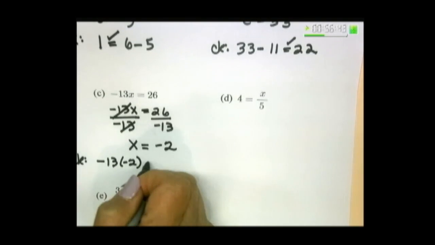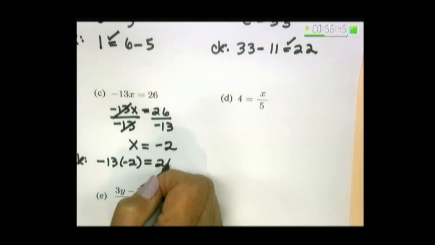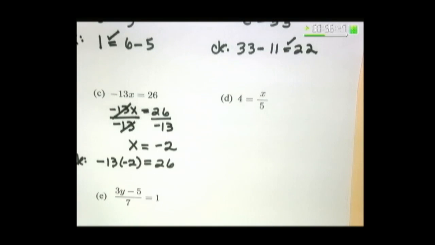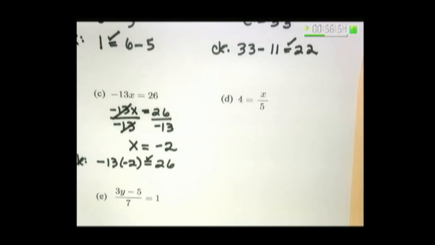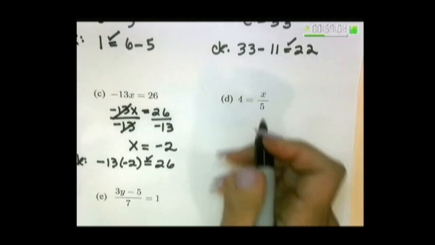Negative 13 times negative 2, if I did this correctly, should equal positive 26. And it does, right? Negative times negative is positive, and 13 times 2 is 26. That's correct. And if you have enough time after doing all of the questions on your final exam, go seek out those equations and check them.